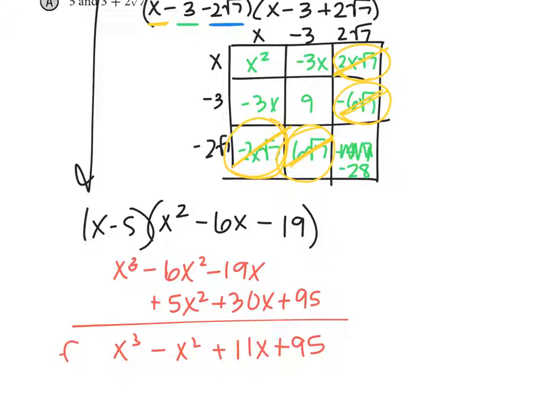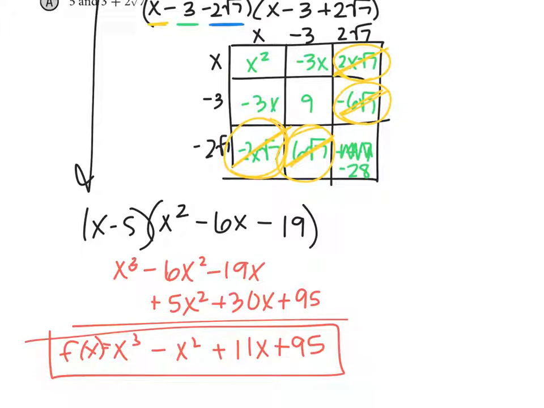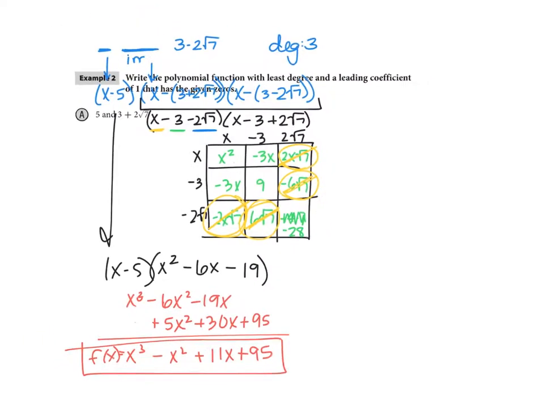And that's f of x, and we just want to check that we have the correct degree. And in the beginning we did say that we wanted a degree of x to the third, which is what we got in the end.